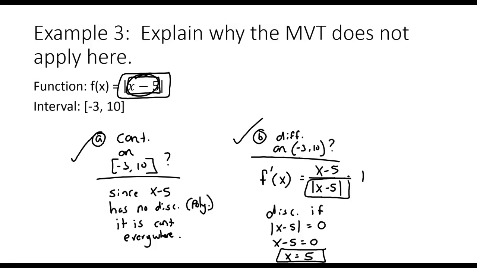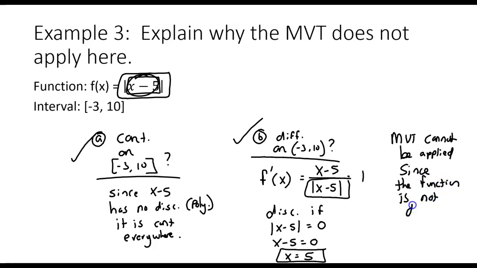All right, so we would say that MVT cannot be applied, since the function is not differentiable. Notice I'm not going to say it's not continuous because it was continuous. It's not differentiable at x equals 5, which is on the interval -3 to 10, right? 5 is in between those two numbers, so we're good.